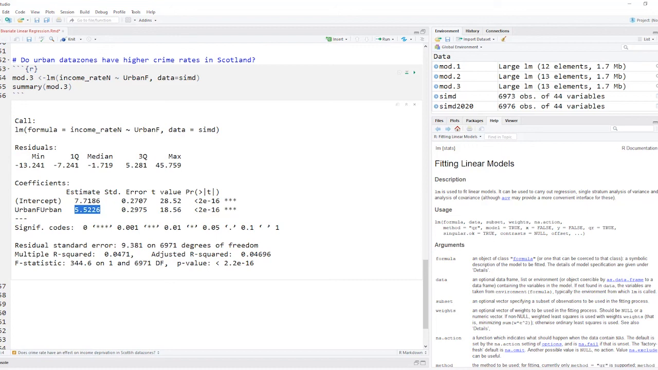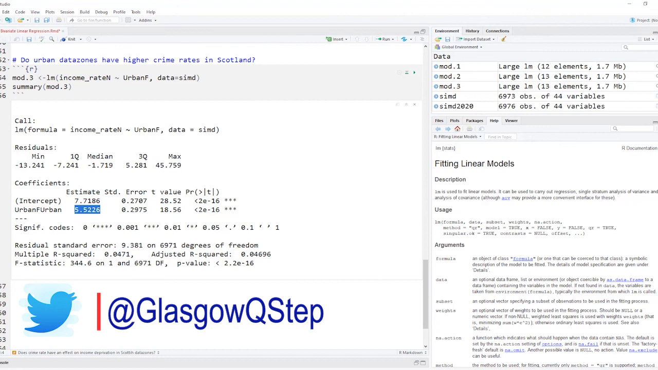Okay, regarding interpretation, we can't really say urban data zones have an effect on income deprivation. That doesn't make sense. What we could say is that urban data zones are expected to have a 5.5% higher percentage of income deprivation than rural data zones in Scotland.